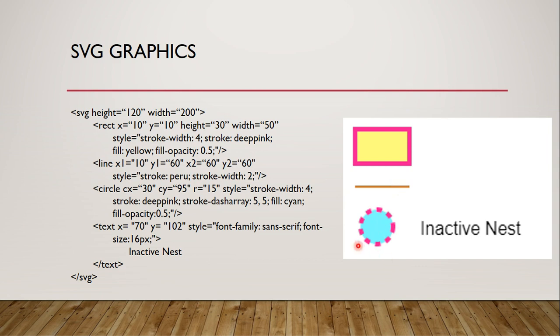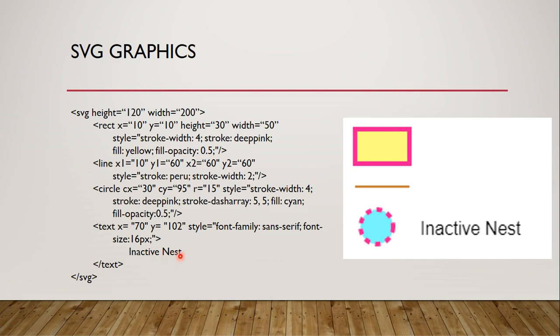And finally, we have a circle element. Its center point is 30 pixels to the right and 95 pixels down. And it has a radius of 15 pixels. Now this also has a deep pink boundary line, and it has a dash array as well to make it a dashed boundary. And then the text element starts at 70 pixels to the right and 102 down. This is the lower left corner right here where the text starts. And it's a sans serif font with a size of 16 pixels, and the text is "inactive nest."